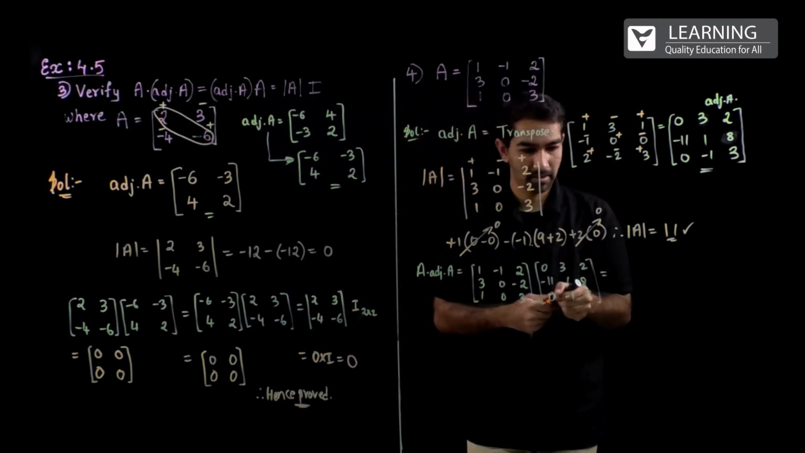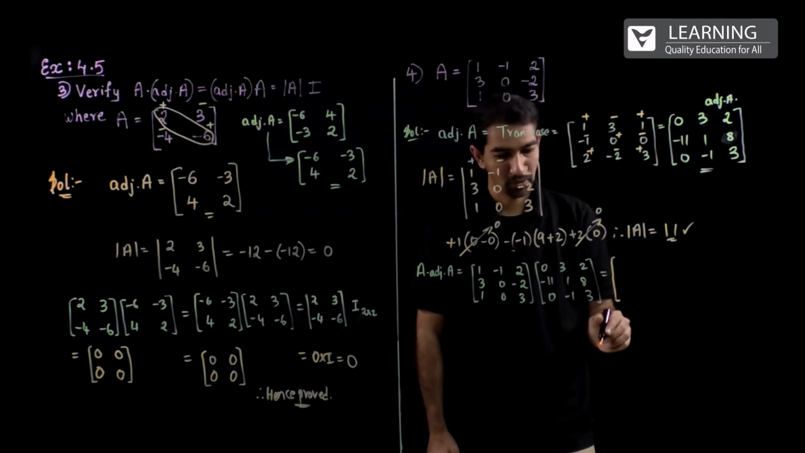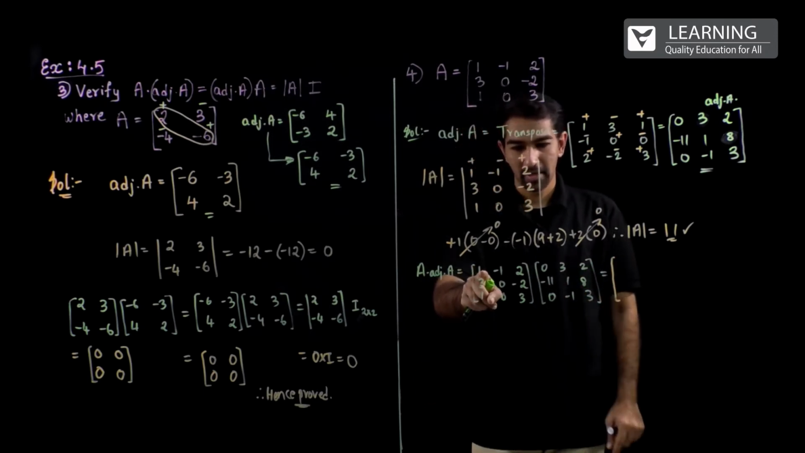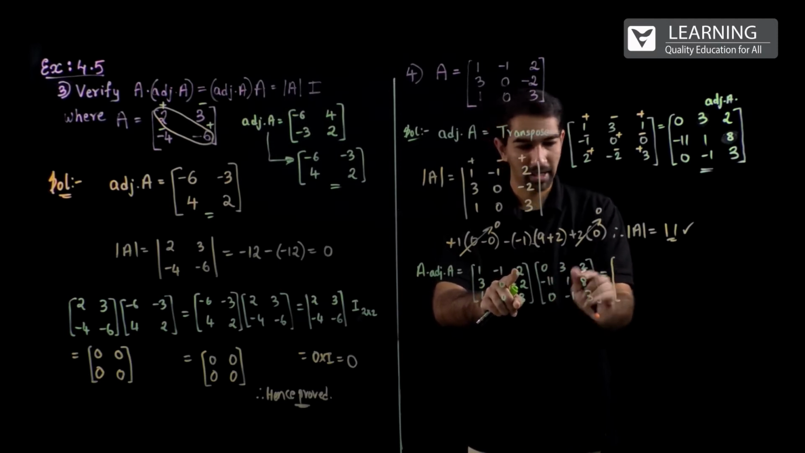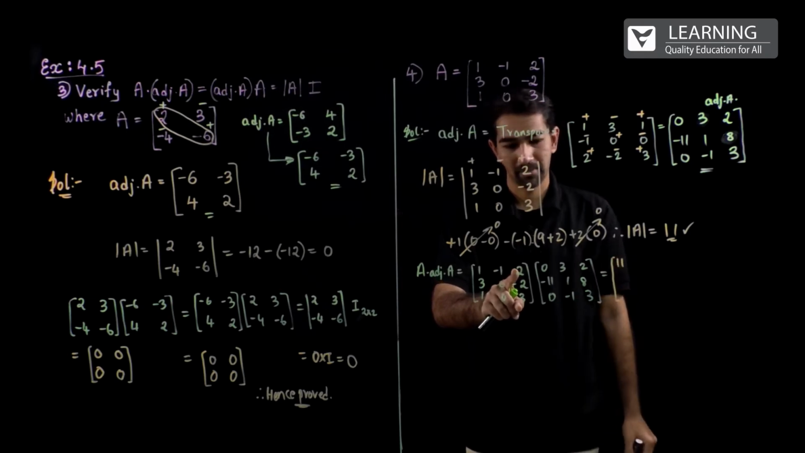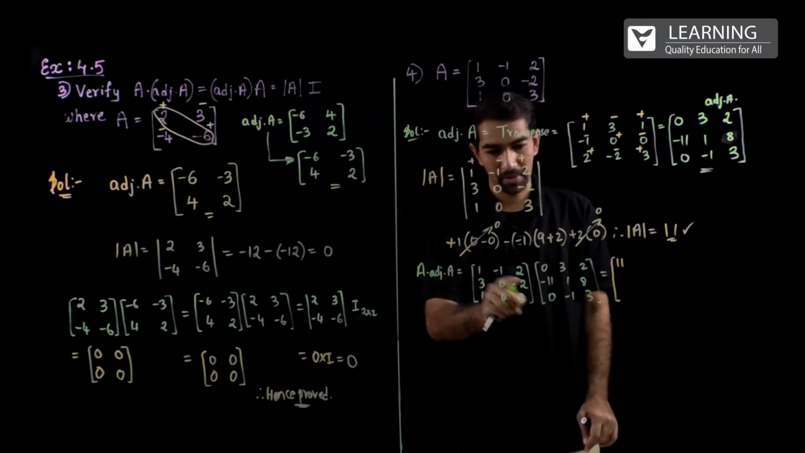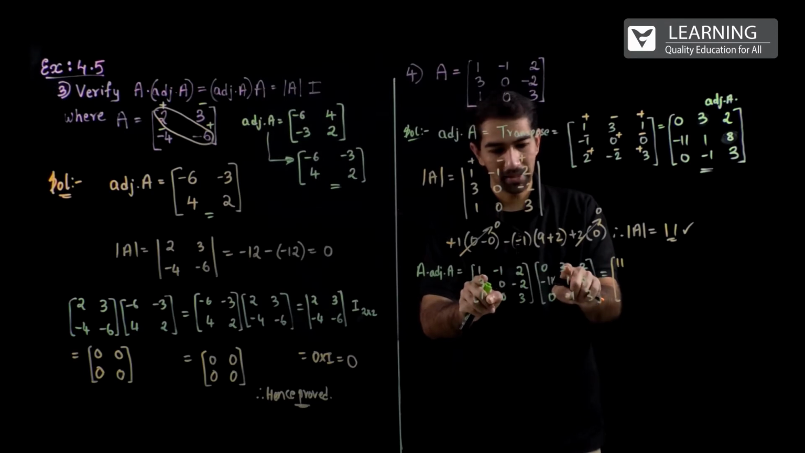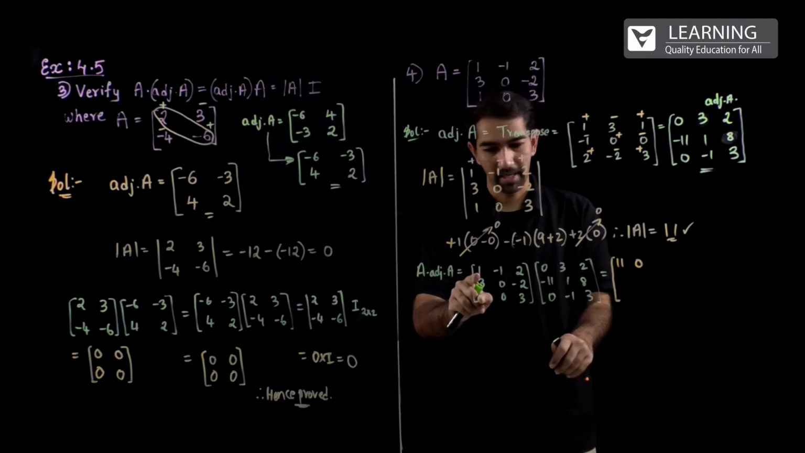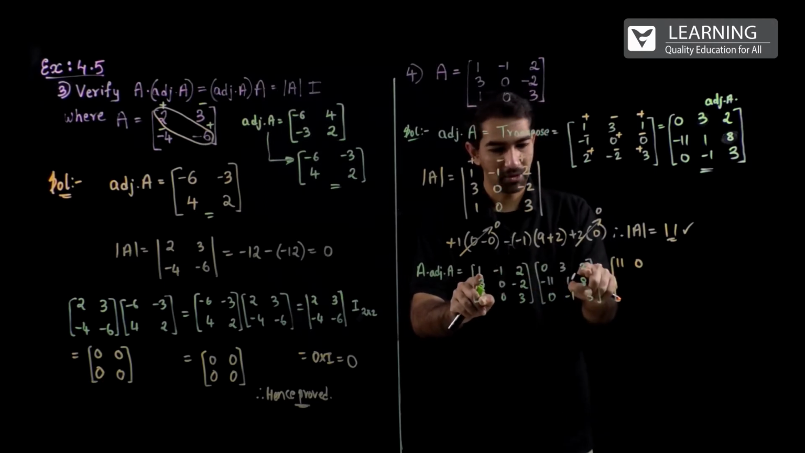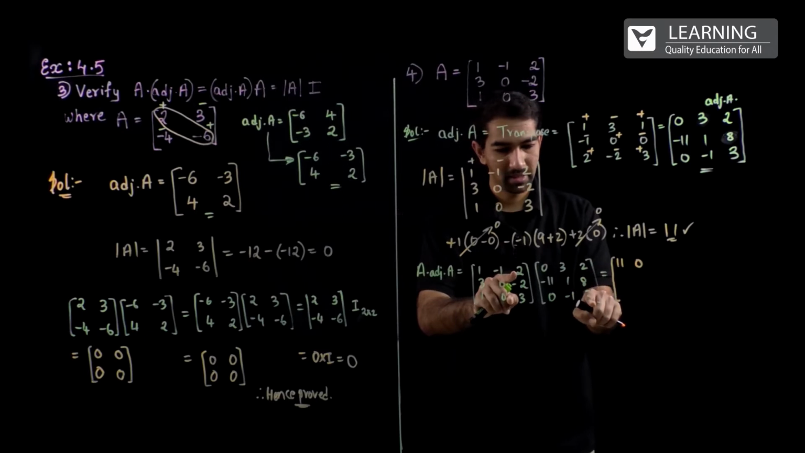Rows into columns. So mental calculation will do, students. 1 into 0 is 0, minus 1 into minus 11 is plus 11, 2 into 0 is 0 again. So here we are getting 11. First row into first column is done. First row into second column now: 1 into 3 is 3, minus 1 into 1 is minus 1, so 3 minus 1 is 2, 2 into minus 2 is minus 4... okay. Next, first row into third column: 1 into 2 is 2, minus 8, 6. So 8 minus 8 is 0.